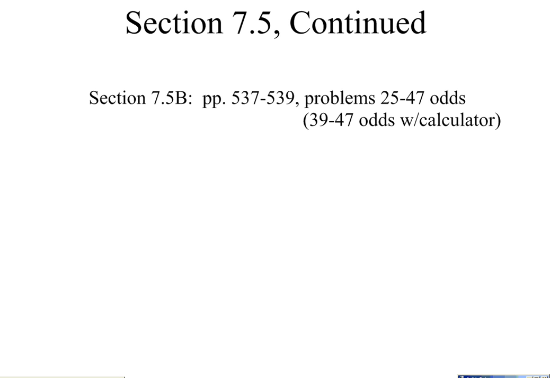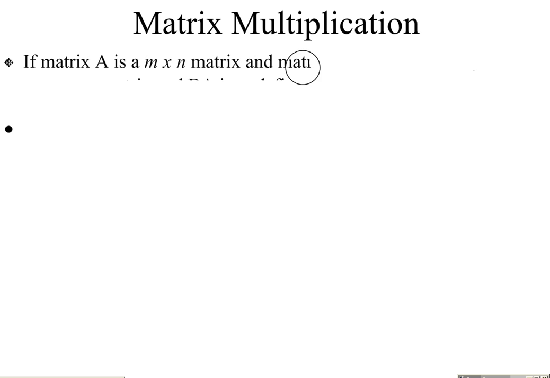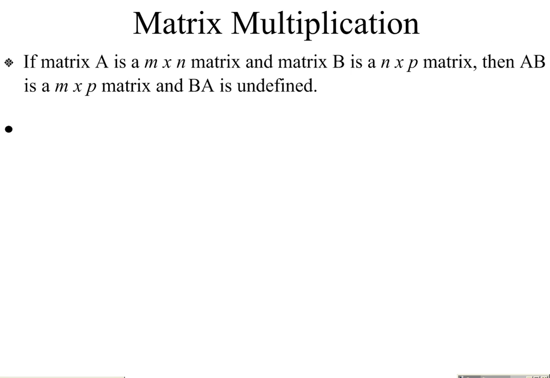Section 7.5b, matrix multiplication. If matrix A is an m by n matrix and matrix B is an n by p matrix, then AB, A times B is an m by p matrix, and B times A is undefined.